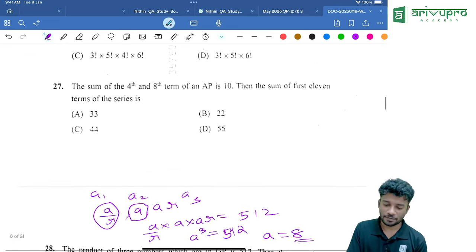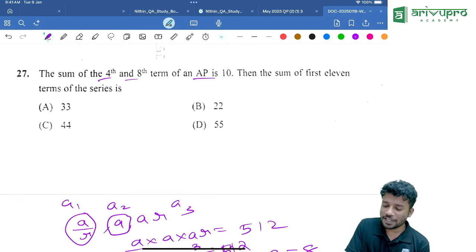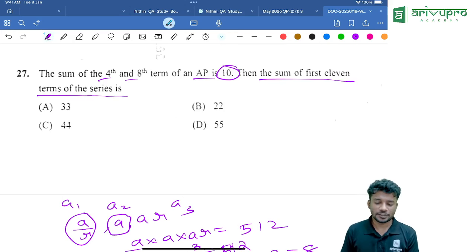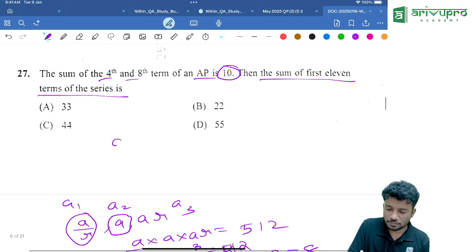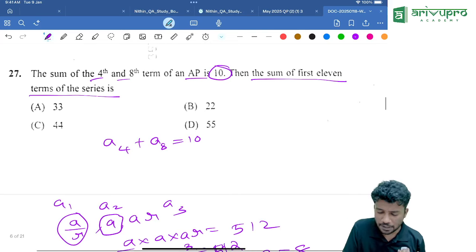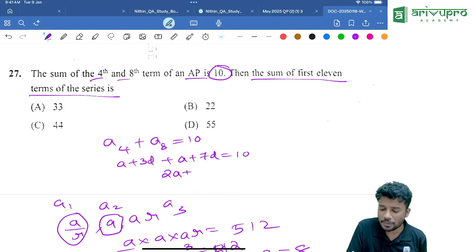Next question. The sum of the 4th and 8th term of an AP is 10. We did the same question inside this class. Then the sum of the first 11 terms of the series is what? So what is given? A4 plus A8 is equal to 10. Whenever I say A4, you say A plus 3D. Then A8 is A plus 7D, which is equal to 10. That means 2A plus 10D is equal to 10. That is given.